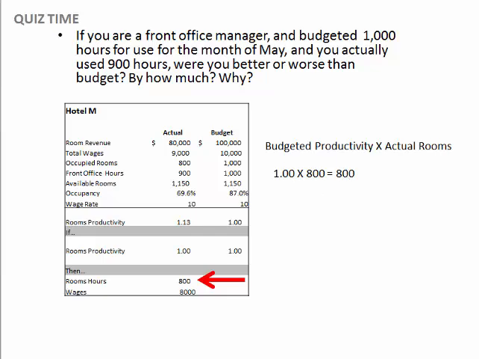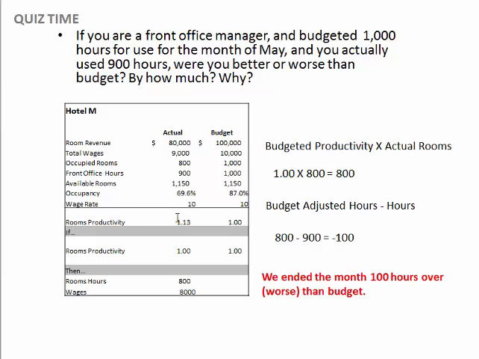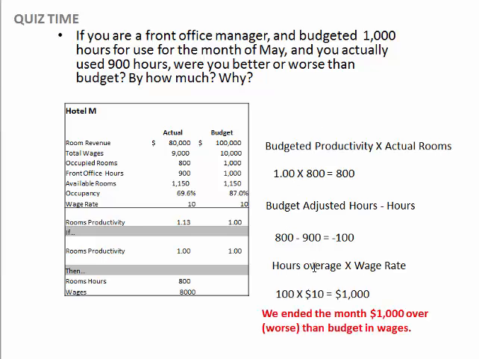So we now know that we actually had a budget limit of 800, but we used 900. If we do 800 minus 900, we can see now that we actually ended the month 100 hours worse than budget based on the ratio analysis that we just performed. So applying the productivity measurement, we can see that even though we may have thought we were better by 100 hours, we were actually worse by 100 hours. We can take that math further and multiply that 100 hours by your average wage rate, which would then suggest that we ended the month $1,000 worse than budget in actual wages.